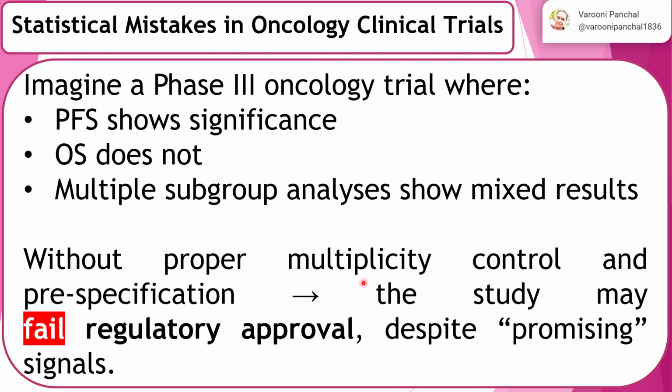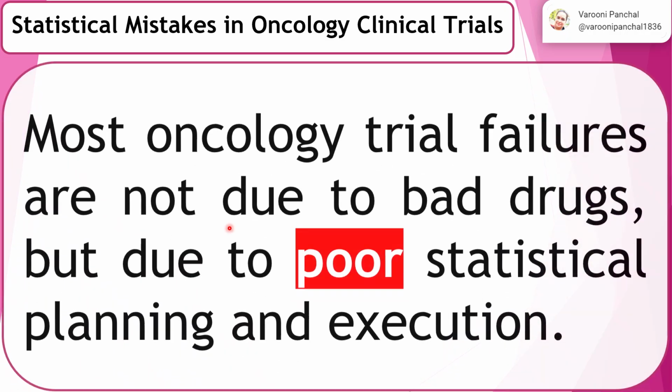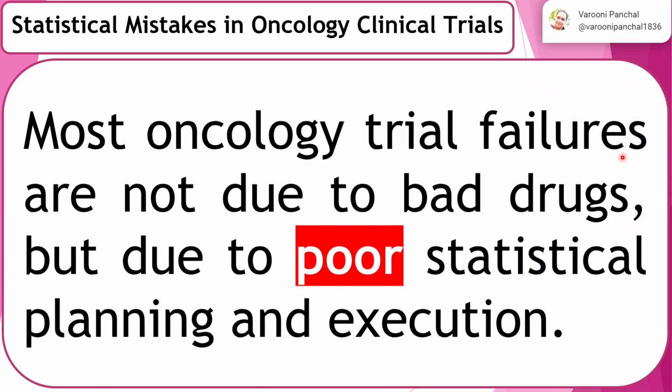So without proper multiplicity control and pre-specification, the study may fail regulatory approval despite promising signals, right? Many oncology trial failures are not due to bad drugs, but due to poor statistical planning and execution.